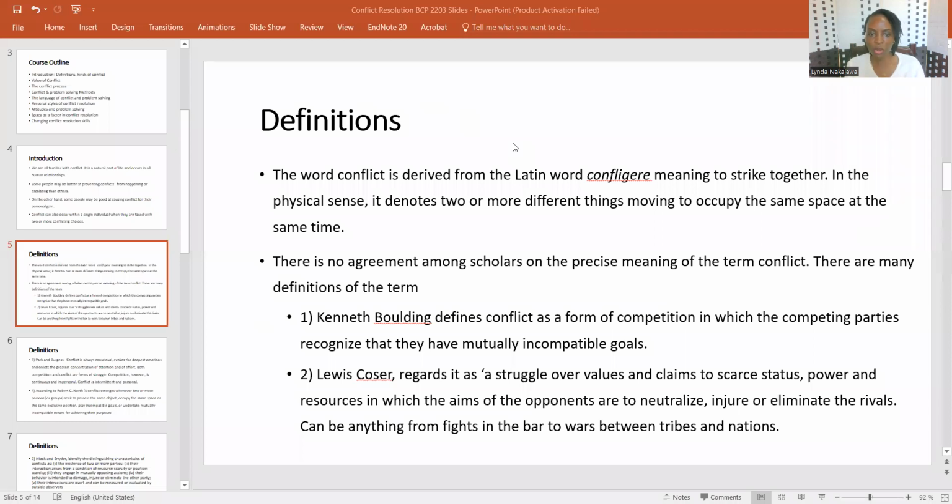You have Kenneth Boulding defining conflict as a form of competition where the competing parties both recognize that they have mutually incompatible goals. They recognize that none of their goals can be achieved if the other person's goals have also been achieved, right?